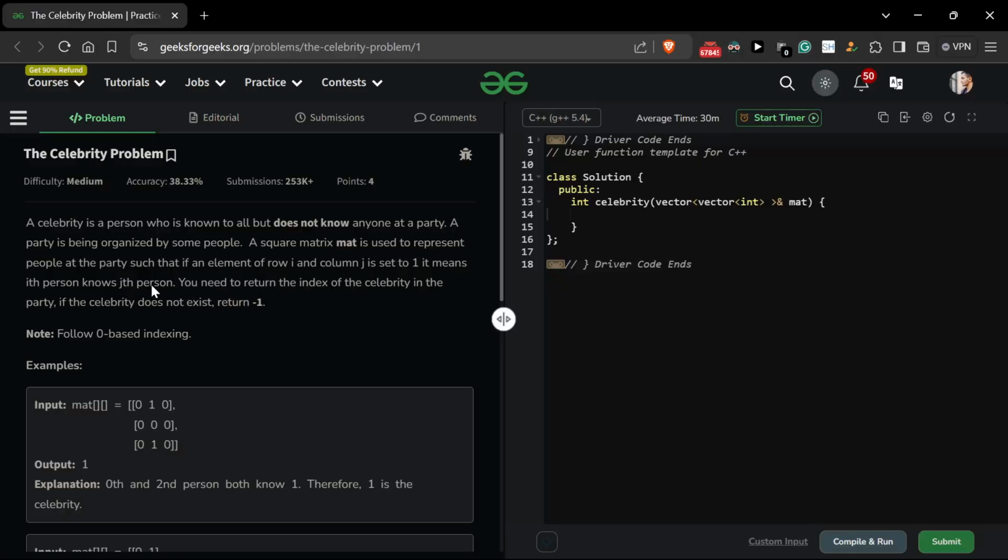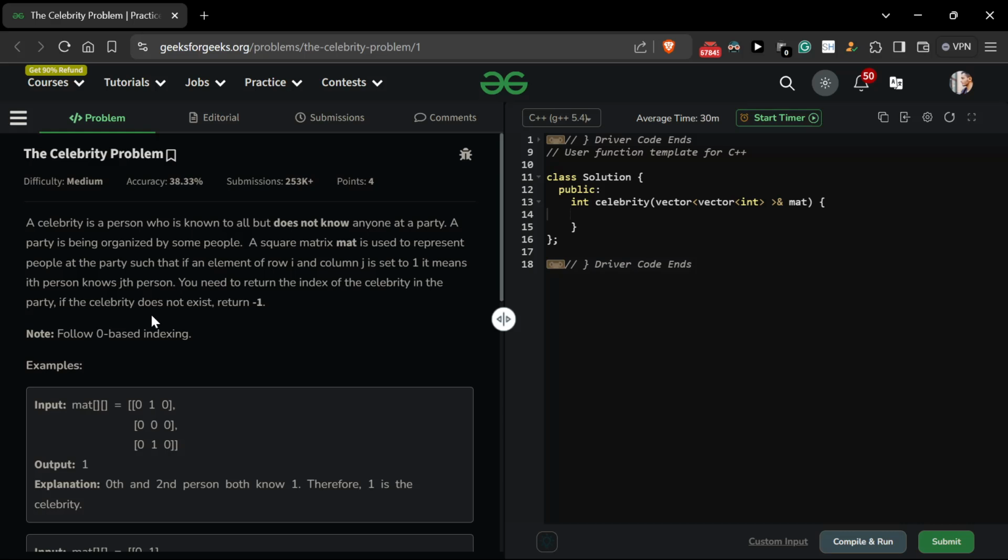Here we go. The question name is celebrity problem. It is a pretty basic graph problem that does not involve any algorithm or any traversal. A celebrity is a person who is known to all but does not know anyone. So we are given an adjacency matrix which denotes the edges.